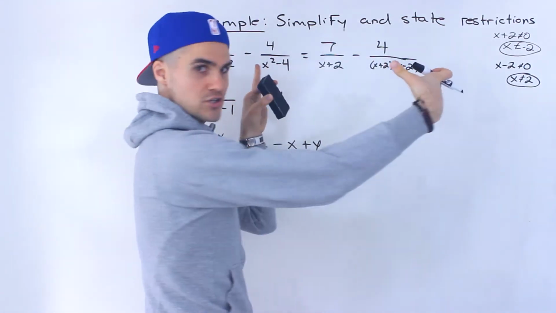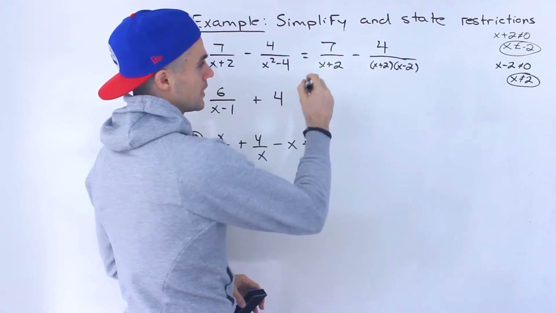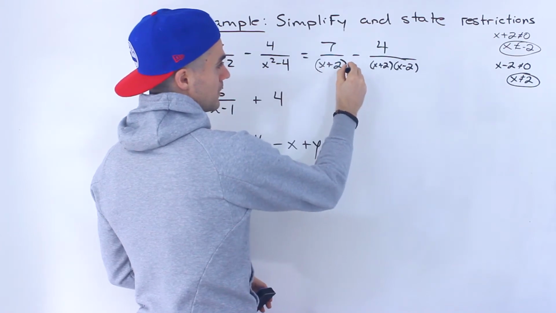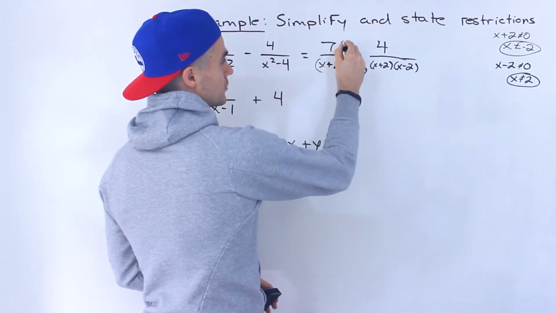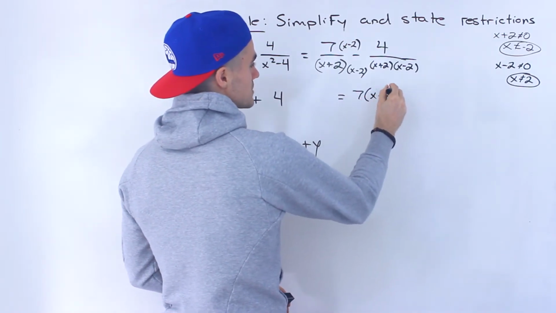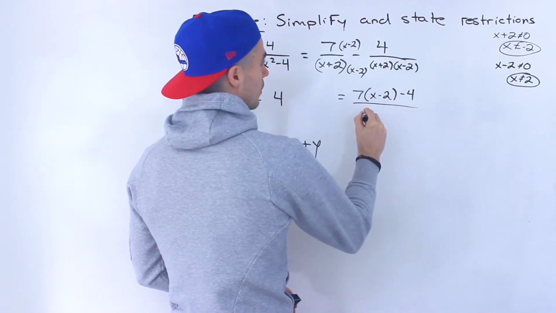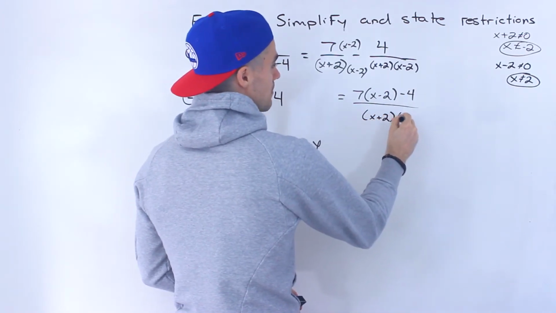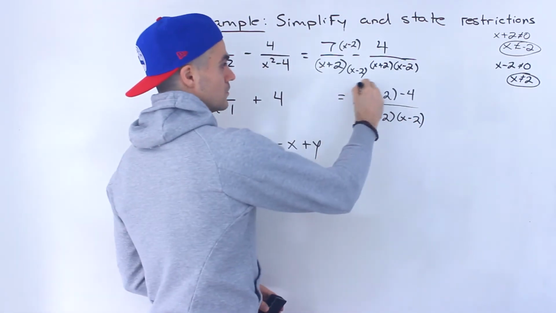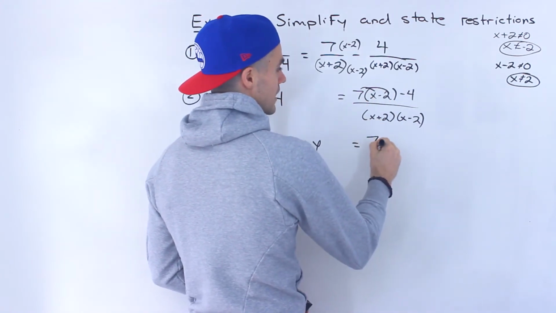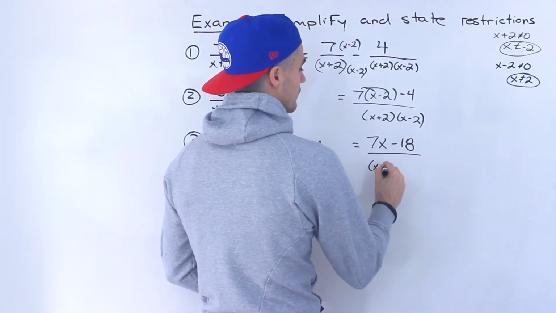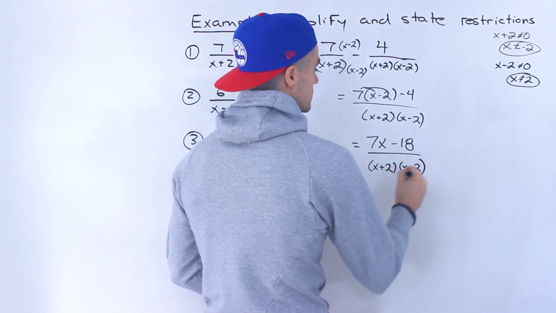I'm going to take these two fractions and combine them into one. What's the lowest common denominator? It's going to be x plus 2 times x minus 2. So really all we have to do is multiply the top of the first fraction by x minus 2. If we rewrite this, we'll have 7 bracket x minus 2 minus 4 all over x plus 2 times x minus 2. Then simplify the numerator. If I distribute the 7, I'll have 7x, then negative 14 minus 4, which is negative 18, and then x plus 2, x minus 2 at the bottom.